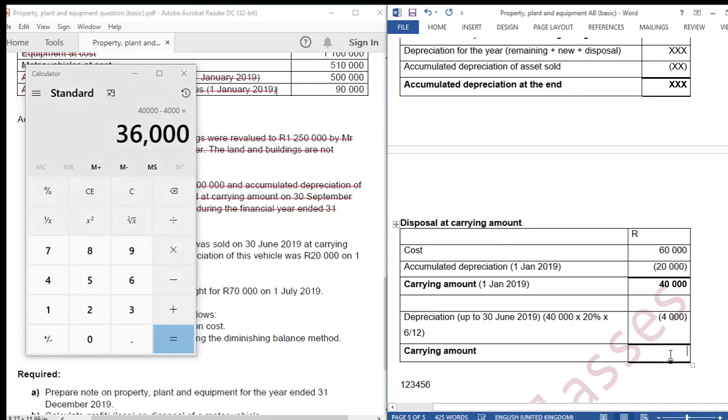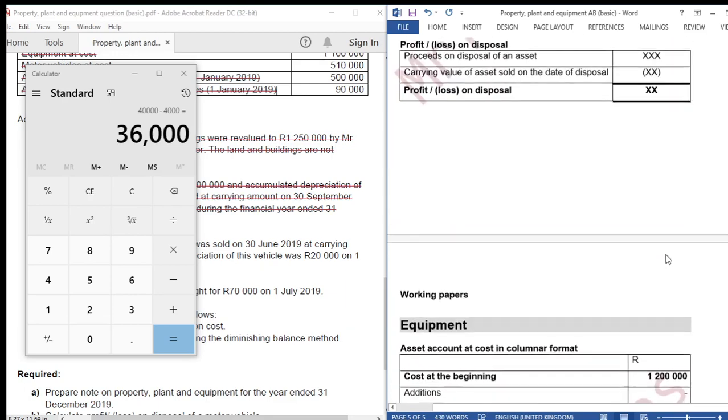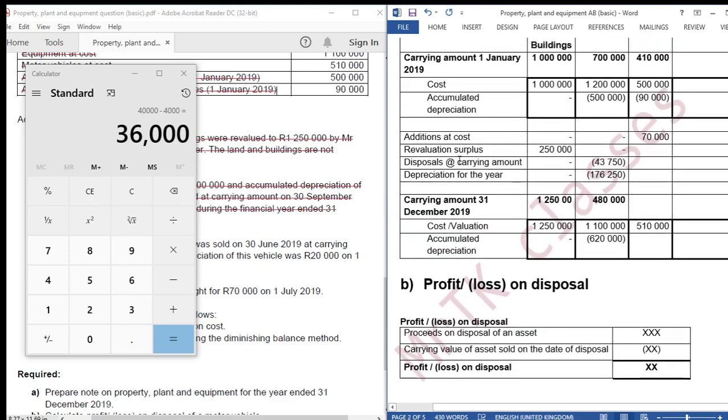40,000 subtract 4,000 is 36,000. This is the carrying amount on the date of sale, which is 36,000.